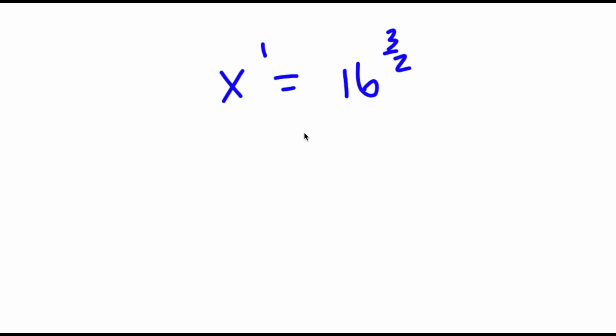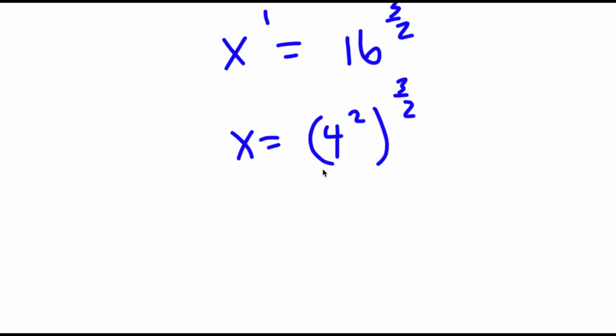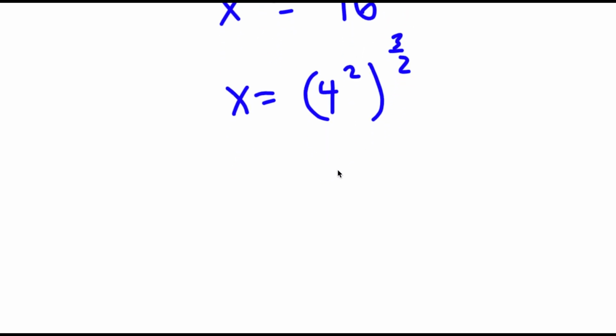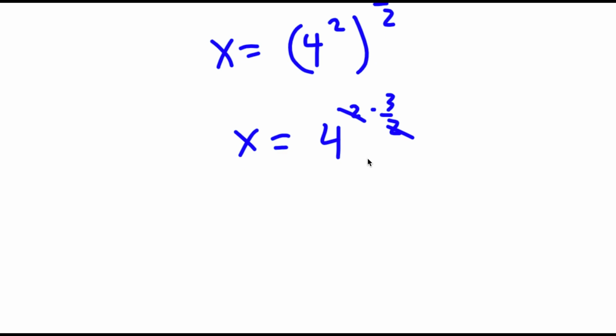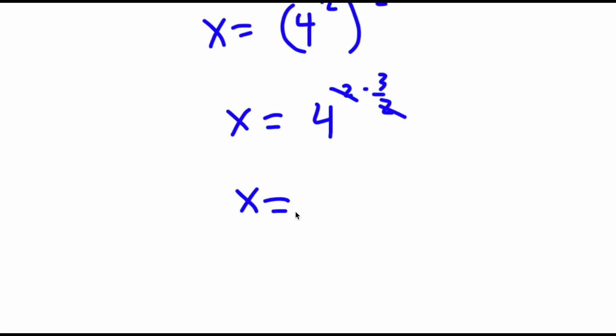So 16 to the power of 3 over 2, well, 16 is the same thing as 4 squared. So now I have 4 squared to the power of 3 over 2. And remember, if I have something in the form a to the power of m to the power of n, that's equal to a to the power of m times n. So this is equal to 4 to the power of 2 times 3 over 2. Now these 2's can simply cancel out. So now I have x is equal to 4 to the power of 3.